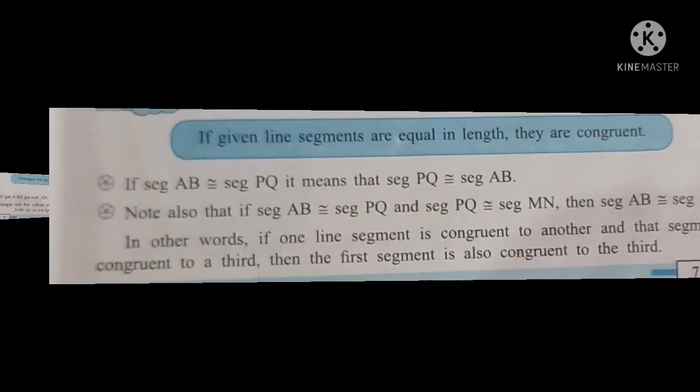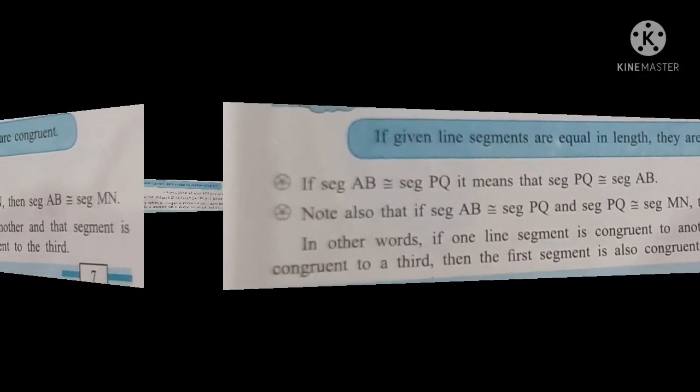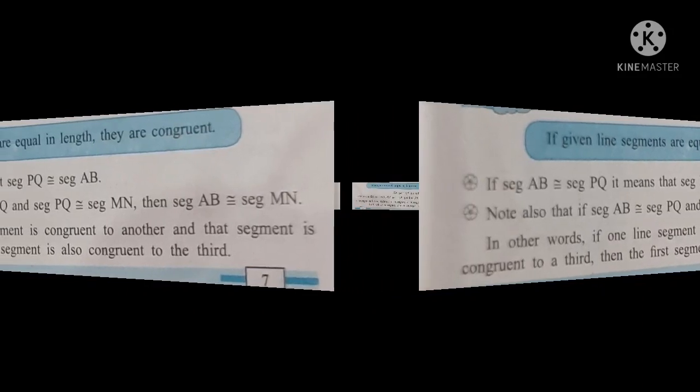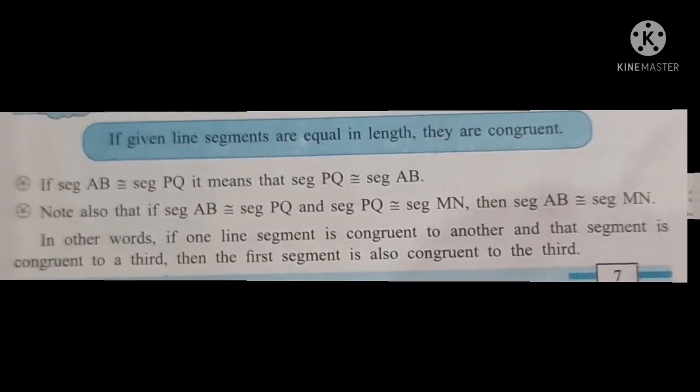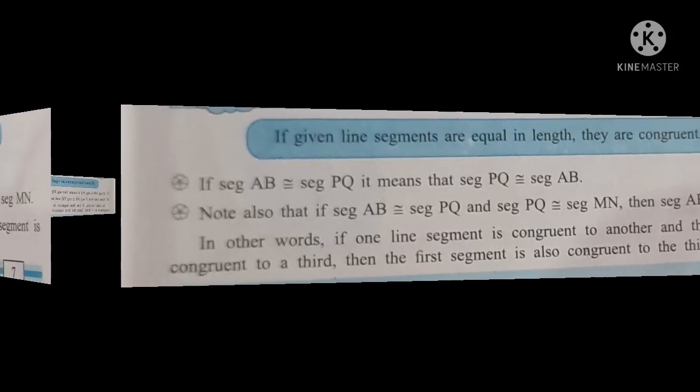Now let us see one more example. If segment AB is congruent to segment PQ, it means that segment PQ is congruent to segment AB.